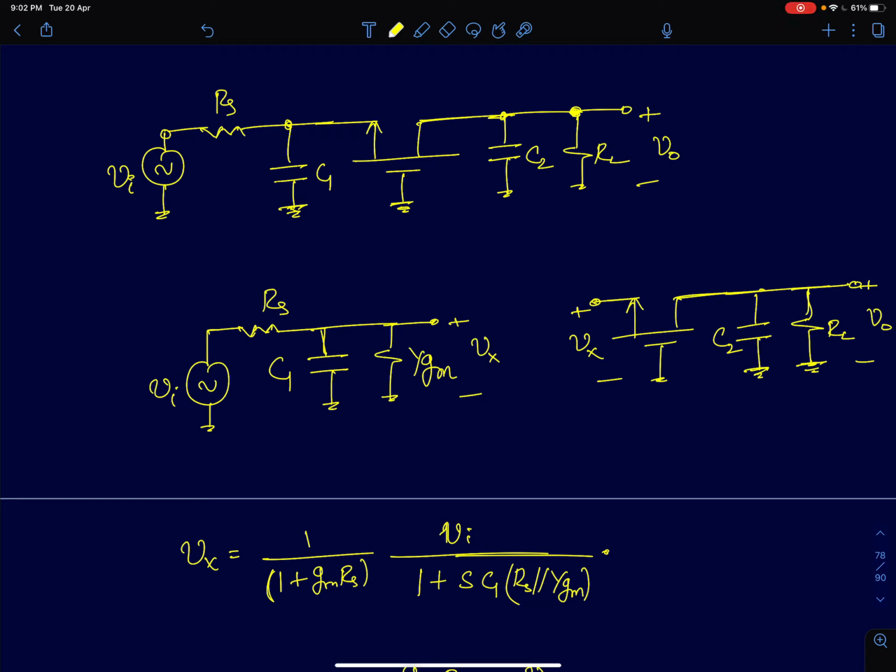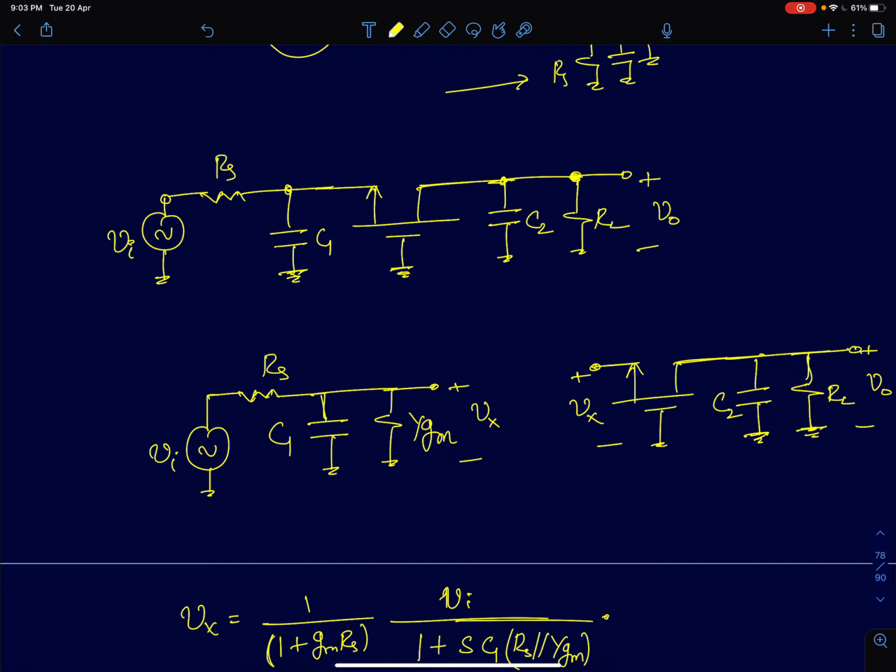Hi everyone. We will now continue with our discussion on the frequency response of single stage MOS amplifiers. In the previous lecture, we discussed the frequency response of common source amplifiers and we saw the impact of different parasitic capacitances on the frequency response. Now we will perform a similar analysis on common gate amplifiers as well and show the effect of different parasitic capacitors on the performance of common gate amplifiers.